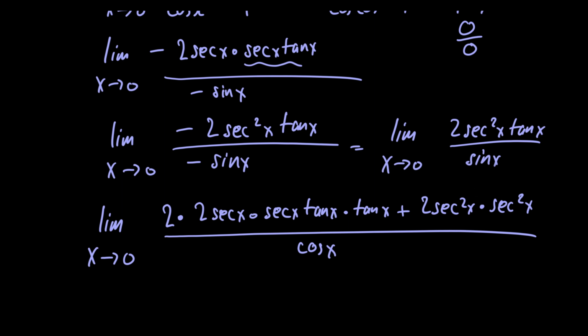Now, we could just go ahead and multiply everything out and tidy it up, but instead of doing that, let's just evaluate the limit as x tends to 0. Notice here we have a tangent of x, and tangent of 0 is just 0, so this whole term here just goes to 0. Secant squared of 0 is just equal to 1, so 1 times 1 is just 1, so we're just left with 2 here. And in the denominator we just have cosine of 0, which is equal to 1, so our final answer is 2.